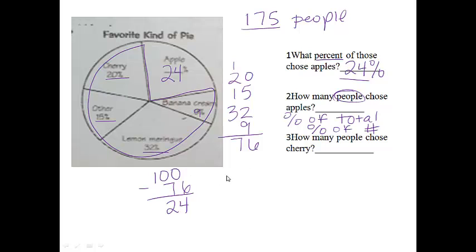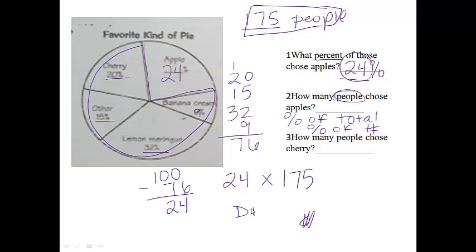So your percent was 24%, like we found in the first place. Of means to multiply. Your total was at the top, 175. What did I do wrong though? I can't multiply a percent by a number. I have to change my percent first to a decimal, which means I go over twice. So I really have to do 0.24 times 175. Alright, y'all pause the video and do it.